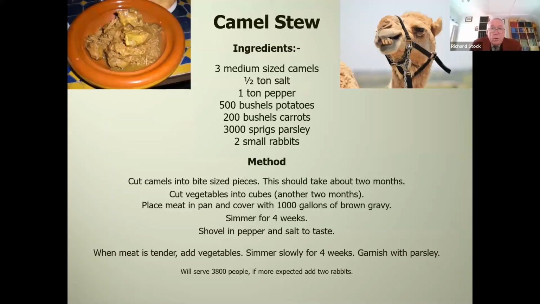One or two other ones, if you want something that's total humour, the ingredients or the recipe for Camel Stew. This does exist, although I haven't tried it, but I've seen it. It's not a particularly attractive confection. These ingredients here, it's all humorous, it's thoroughly overdone, but it's a way to conclude, particularly with a non-philatelic audience, part of the story about the Camel Postman. I do like the bit about the two small rabbits and that it will serve 3,800 people. And if more people are expected, add the two rabbits.